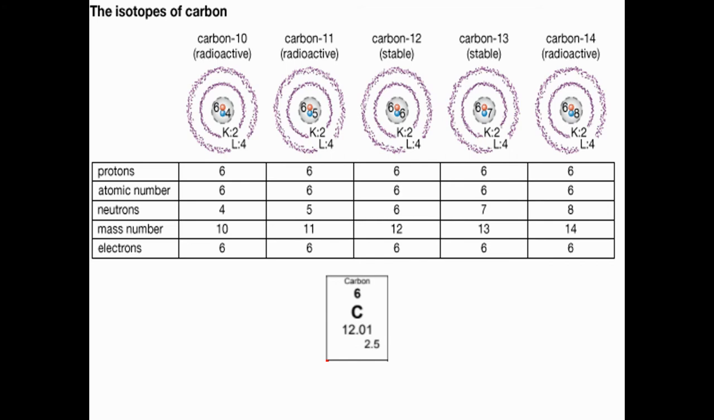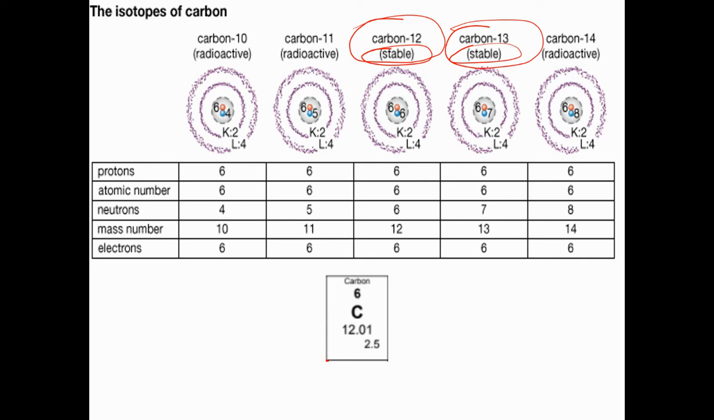Here we can see a figure just comparing the different isotopes of carbon. You'll notice that for the most part, when we look at isotopes, the ones that are abundant in nature are the ones that are stable. There are some that are radioactive, which means they'll break down very easily. So our stable isotopes of carbon are carbon 13 and carbon 12.